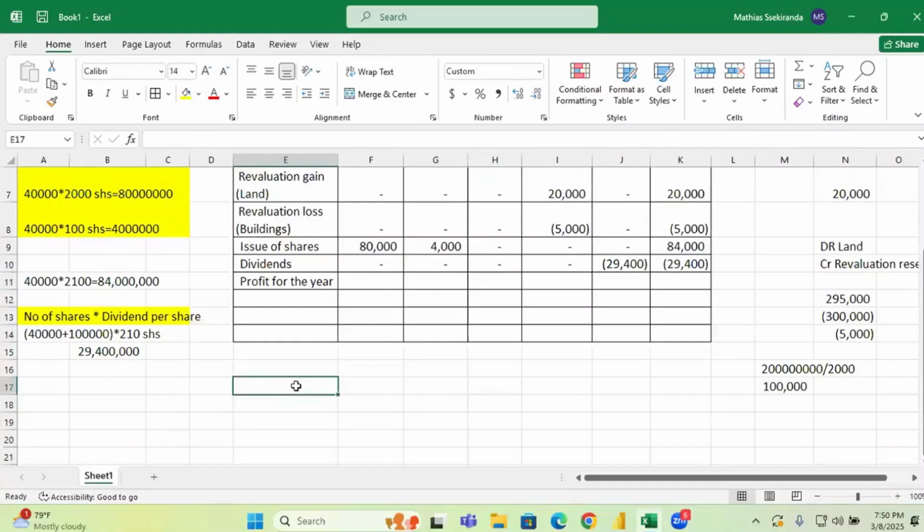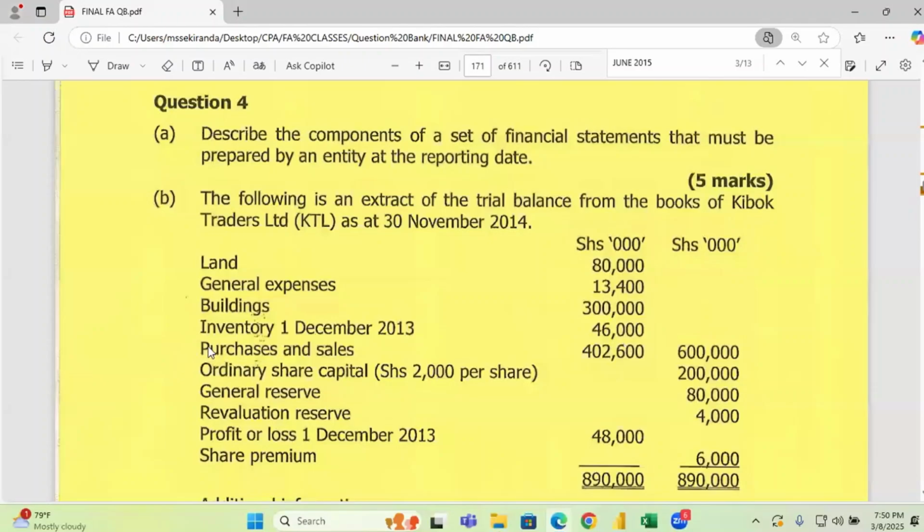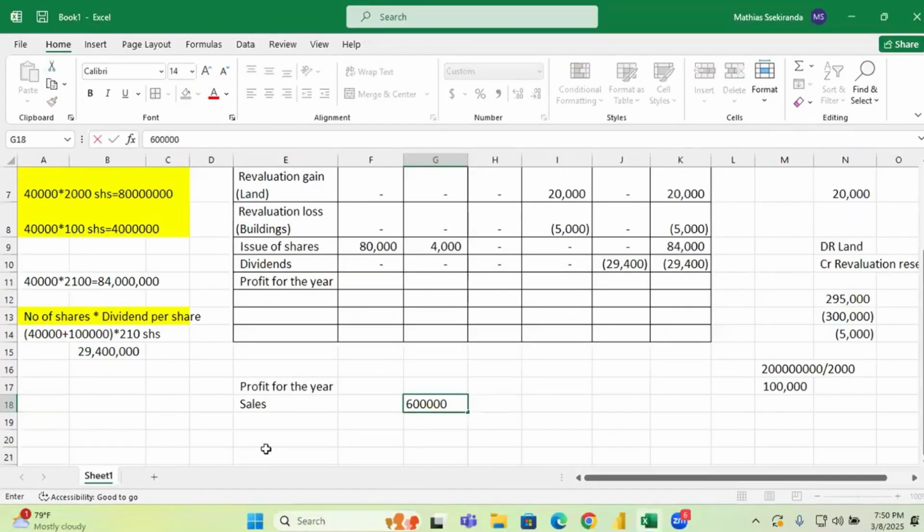Normally, we shall begin with sales. They gave us purchases and sales here, and sales are always credit. So 600,000 is our sales. We don't have sales return, so we shall go to cost of sales. It is just a working. Cost of sales.